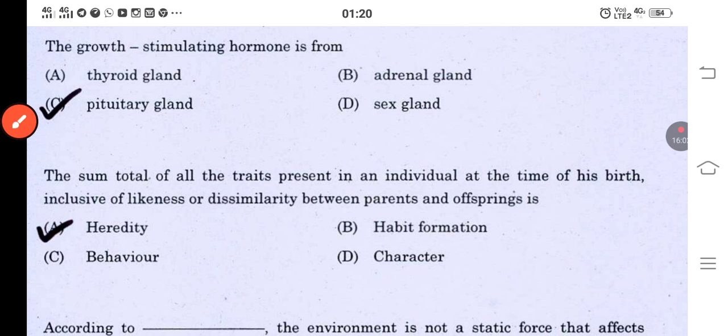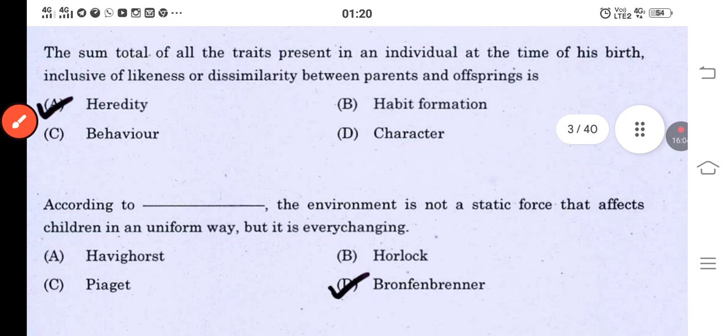Next, coming to the final question. According to dash, the environment is not a static force that affects children in a uniform way, but it is ever changing. So they have given 4 theorists. One is Havighurst, another one is Hurlock, next Piaget, then Bronfenbrenner.